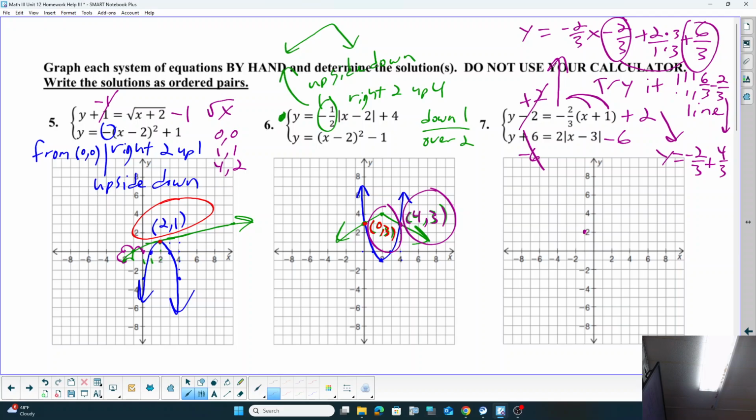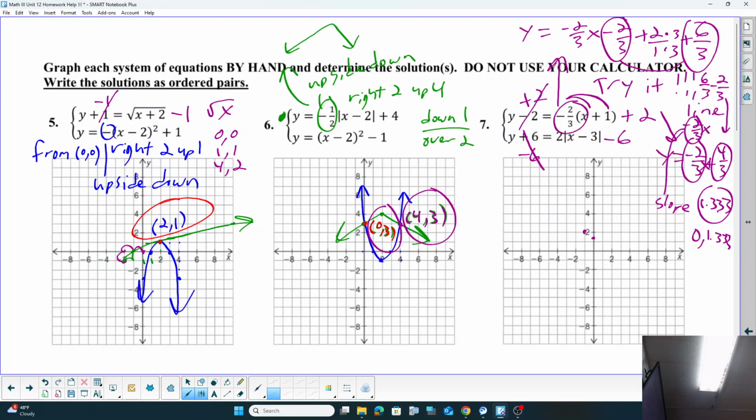And 4/3 is just like 1 and a bit, right? 1.33333. Okay, so our y-intercept there is at 1.333, right about here. And so then that's our y-intercept, right? 0, 1.33333. And then negative 2/3 is our slope, right? Negative 2/3 is our slope.